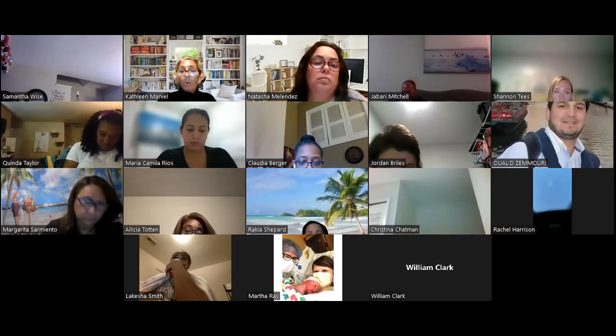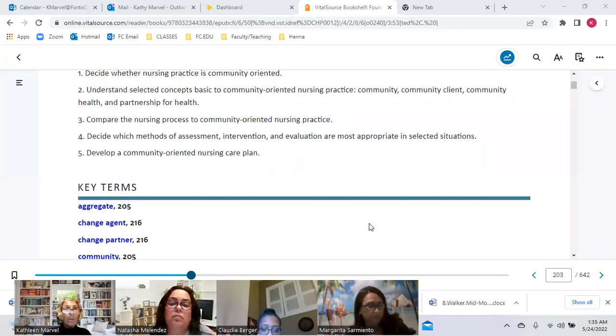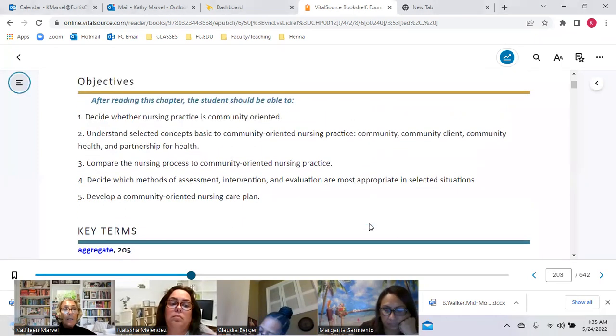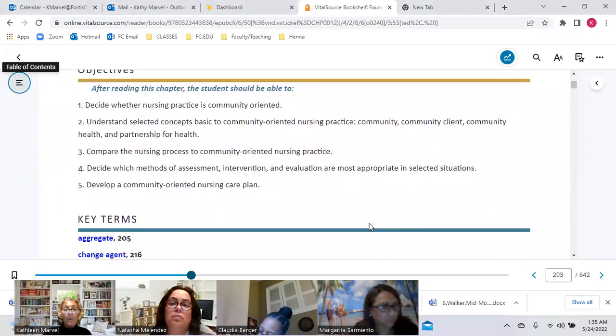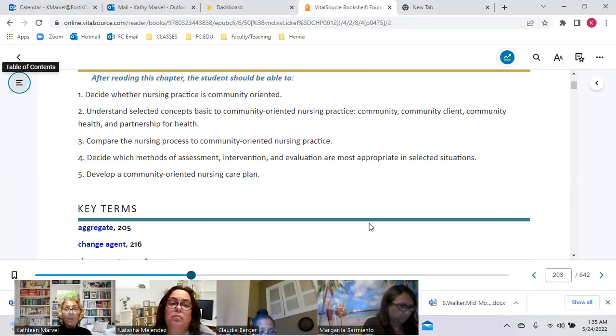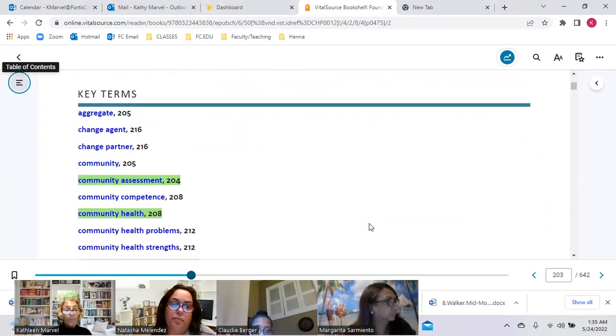So in this chapter, we're going to look at our client as the whole community. In previous chapters, we've looked at our client as an individual, or a family, or an aggregate of the population. Now we're just going to look at the community as a whole. So again, read through your objectives. That's what you need to have a solid understanding of. The information I'm trying to pull out for you are the chapters to meet the objectives.